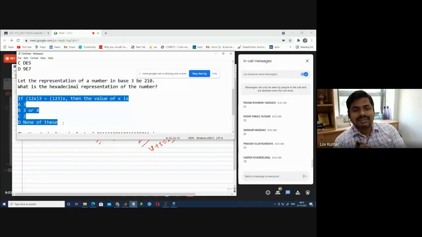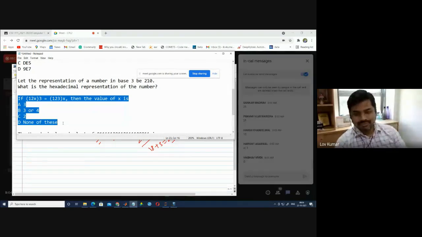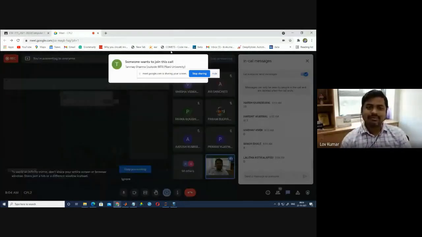123 base x equals 123 base 3, then the value of x is? Okay, even without solving this question, we can find the answer of this question. Without solving this question, we can find the answer.